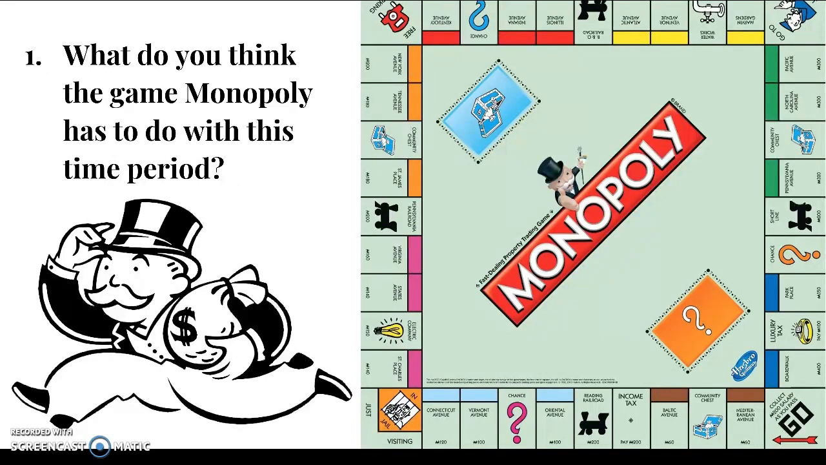Right, Monopoly. So the game of Monopoly is closely related to this period in time and has a lot of the same themes there. So tell me a little bit, what's the connection there?